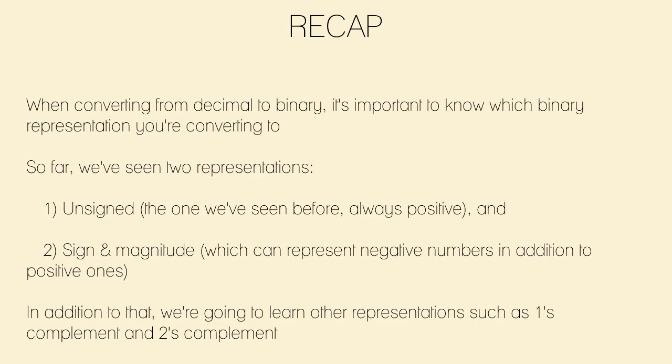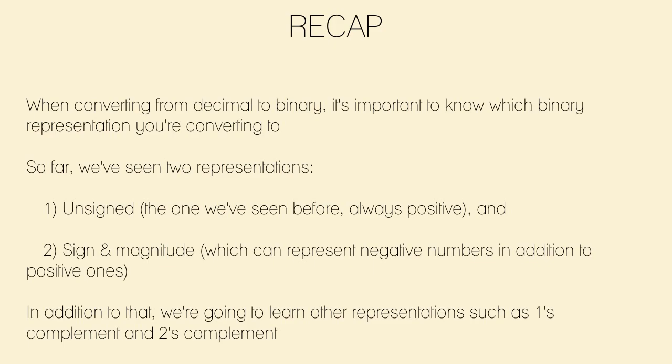Secondly, we've encountered the sign and magnitude representation. This method allows us to represent both positive and negative numbers. We accomplish this by using one bit, usually the leftmost one, to indicate the sign, 0 for positive and 1 for negative. But our binary journey doesn't end there.